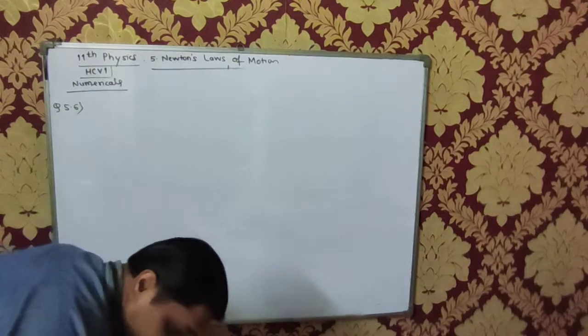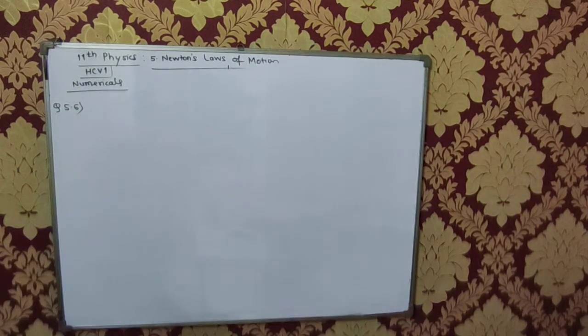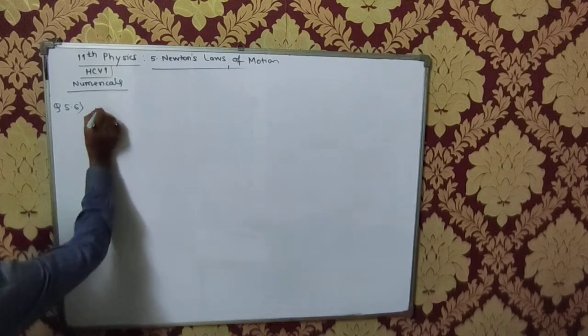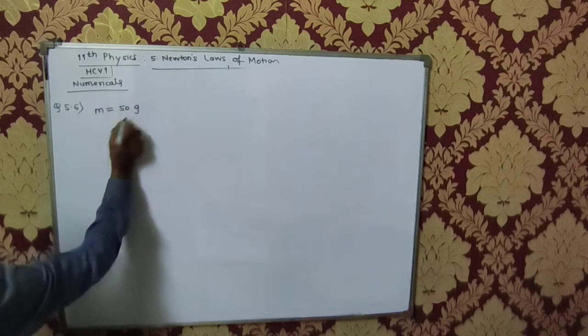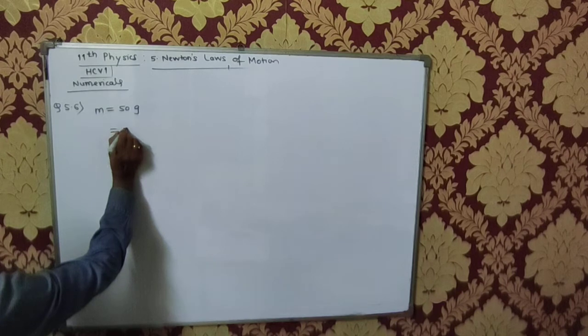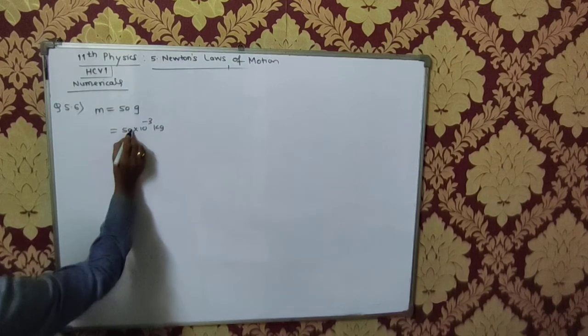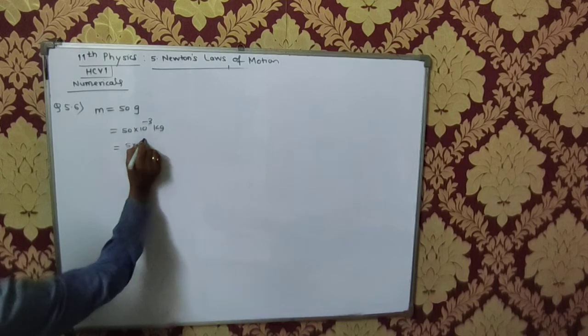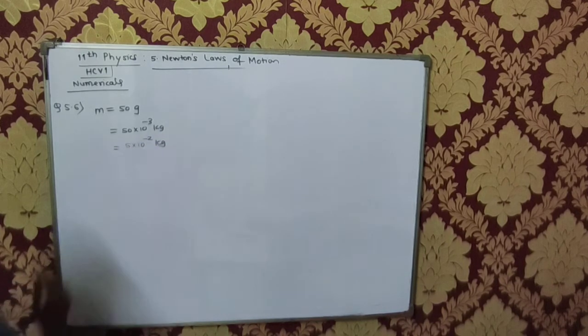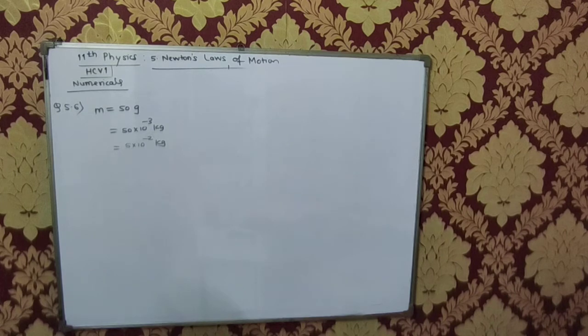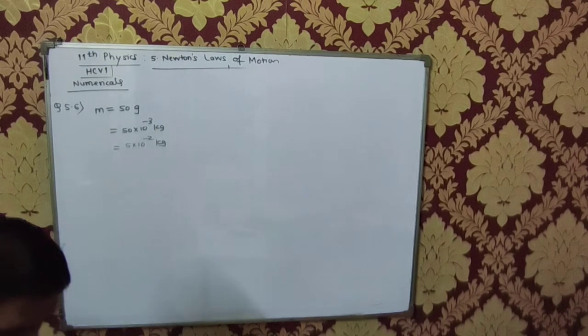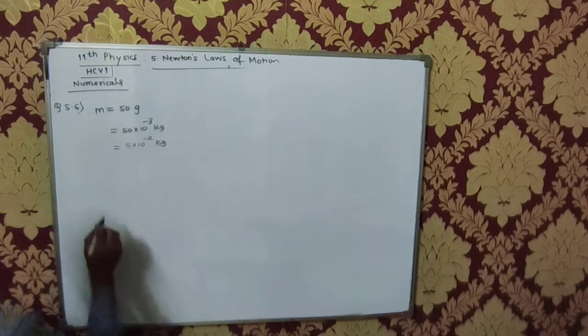Question number 6. A particle of mass 50 gram. 50 gram is 50 into 10 raised to minus 3 kg, so this is 5 into 10 raised to minus 2 kg, the mass of the particle. The variation of the speed with time is shown in the figure. Find the force acting on the particle at t is equal to 2, 4 and 6 seconds.